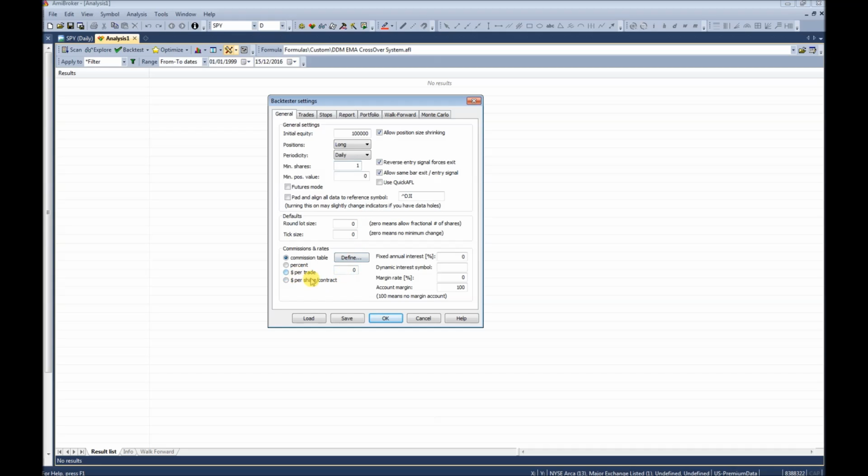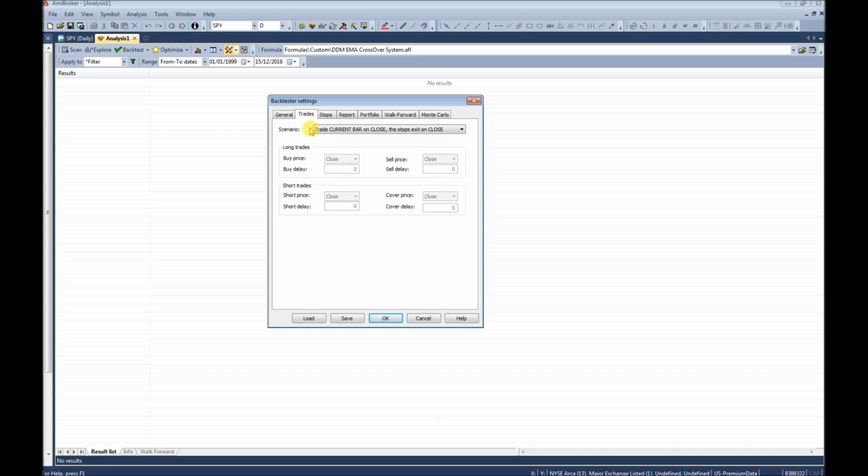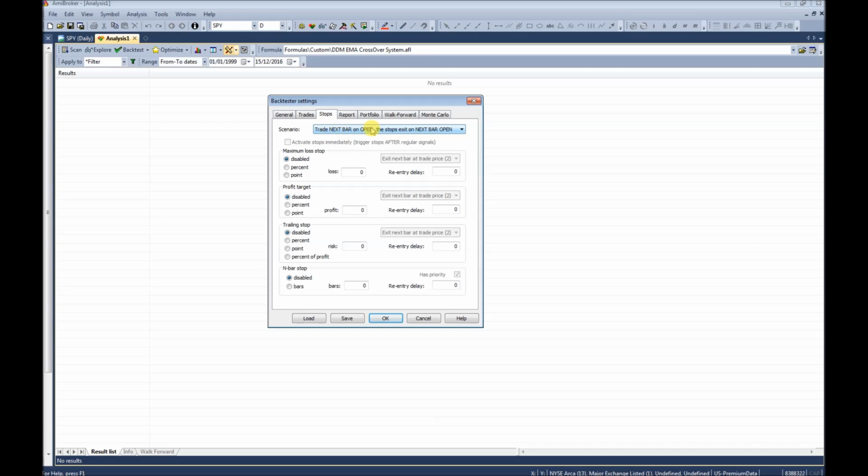And what we're going to do is when we first start out, we're not going to use any commissions because we just want to get an idea if the system has an edge, if it's going to make money or lose money according to the rules that we set out. In discussions with Sam, he talked about buying on the open of the next bar. Instead of using the close of the current bar, which I usually use, we're going to use trade next bar on open, and the stops will exit on the next bar. Okay, and the stops will do the same thing.